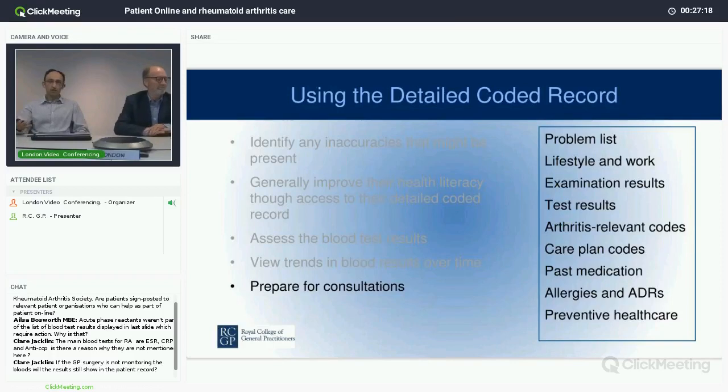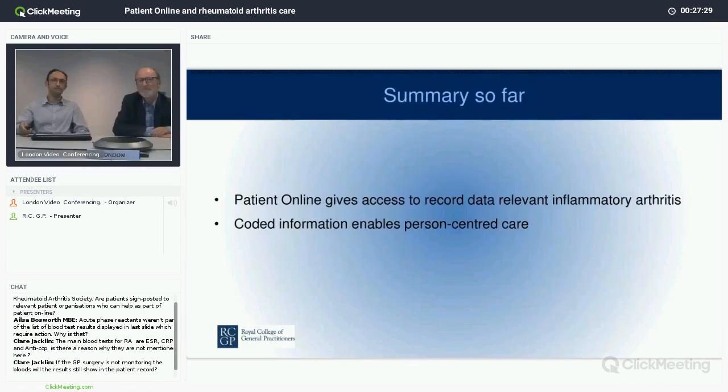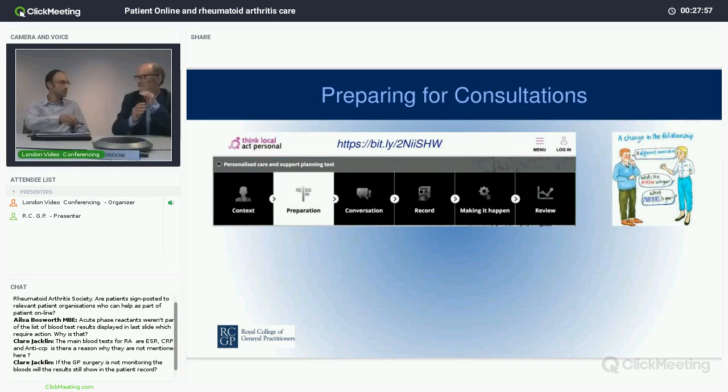And lastly, we're going to look at how patients can prepare for consultations. Ralph is going to talk a little bit about that preparation before we go into an example. So far we've looked at how Patient Online gives patients access to the detailed coded record and some of the more specific aspects of it relevant in inflammatory arthritis, and how this idea of the patient accessing that coded information enables them to become more empowered, more engaged, and therefore better person-centered care to be delivered. And Ralph is going to go through.